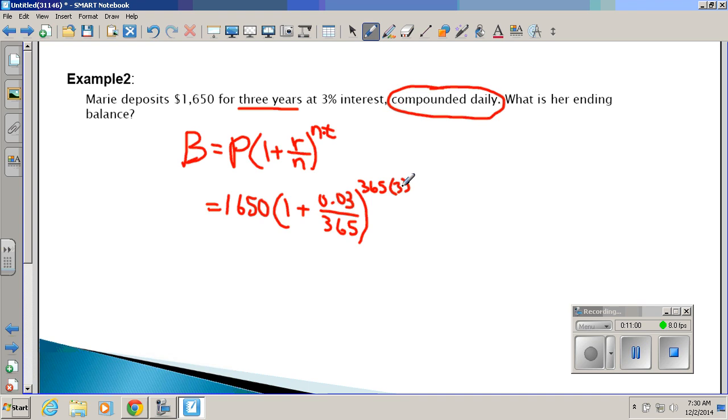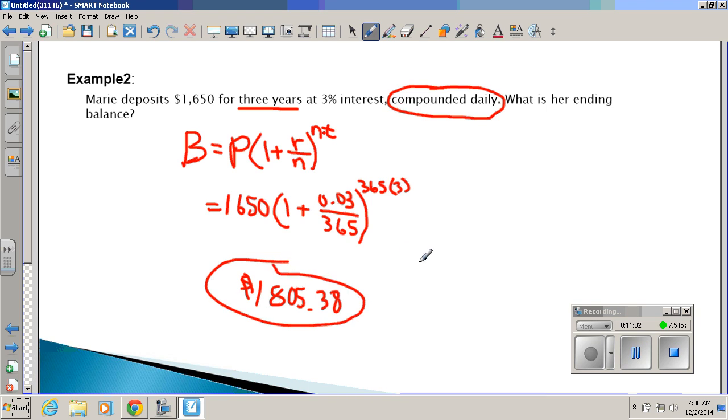365 times 3, carry that as an exponent. Take 1 plus, maybe this division first, add 1 to it, then raise it to this power, then multiply it by 1650. Okay? Follow your order of operations and how you enter it. Once you enter it, you should get $1,805.38. So that's how much money is in the account after 3 years with this rate and this amount of principal.